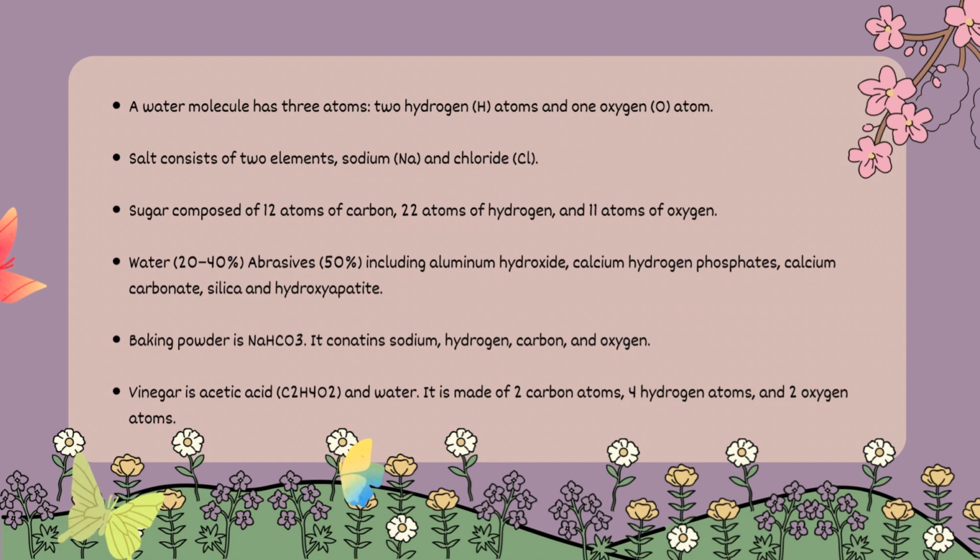Water. A water molecule has 3 atoms, 2 hydrogen atoms and 1 oxygen atom. Salt. It consists of 2 elements, sodium and chlorine. Sugar. It is composed of 12 atoms of carbon, 22 atoms of hydrogen, and 11 atoms of oxygen. Baking powder. It contains sodium, hydrogen, carbon, and oxygen. Vinegar. It is an acetic acid and water. Acetic acid is made of 2 carbon atoms, 4 hydrogen atoms, and 2 oxygen atoms.